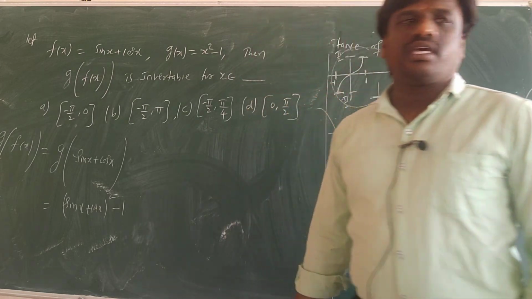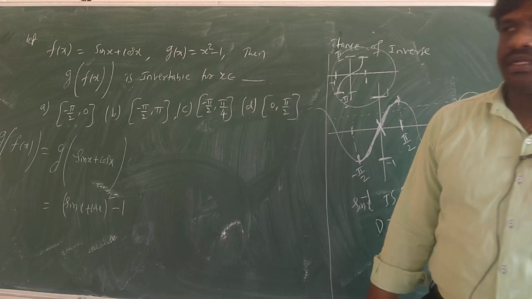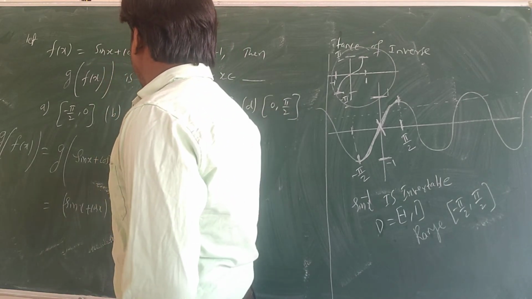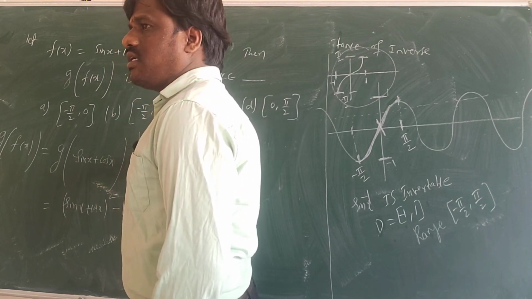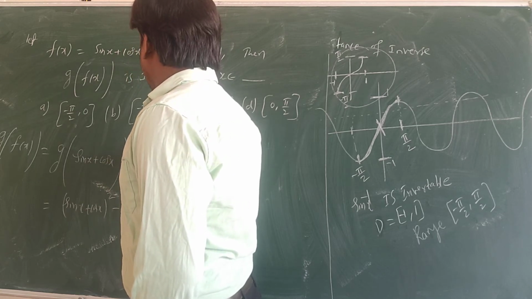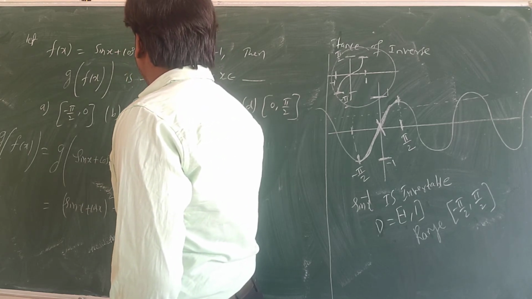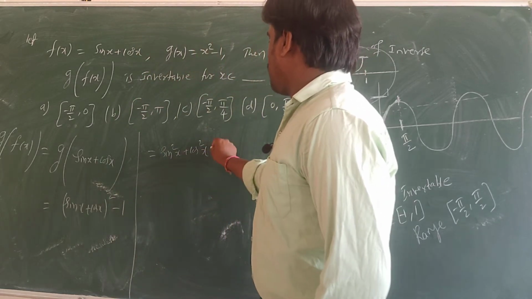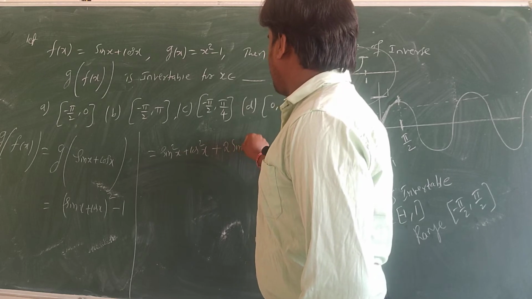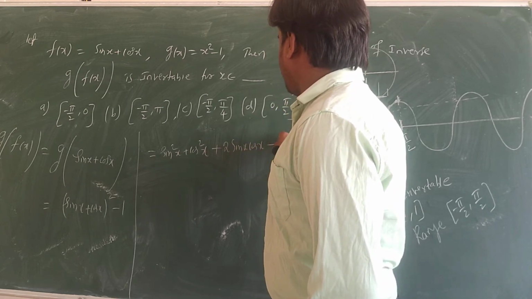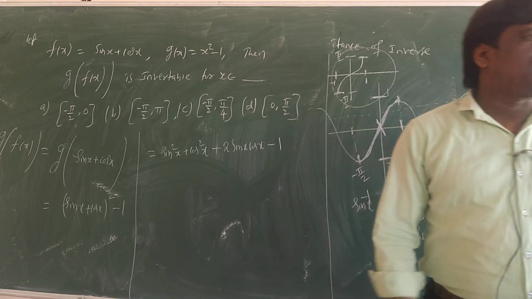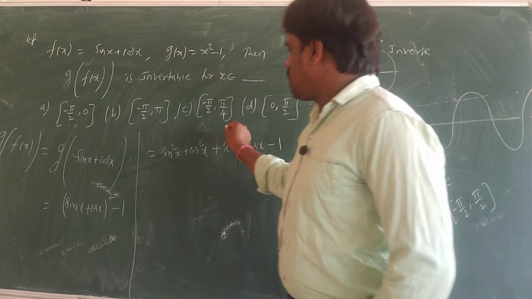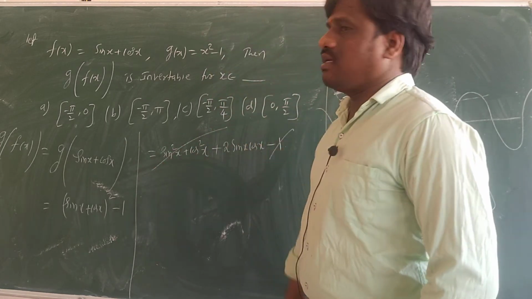Right? So what will this be? A plus B whole square formula. So what do you get here? g circle f of x is equal to sin square x plus cos square x, plus 2 sin x cos x minus 1. Everyone knows sin square x plus cos square x is how much? 1. So this 1 with this 1 cancels out.